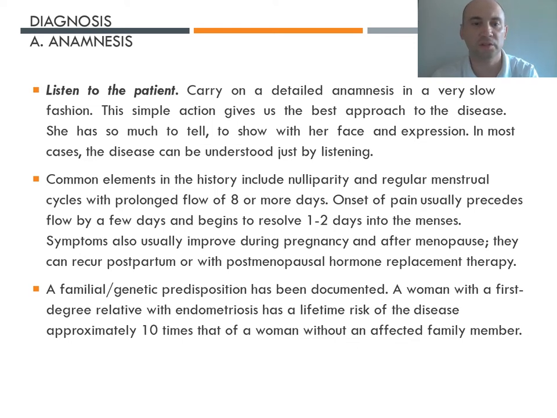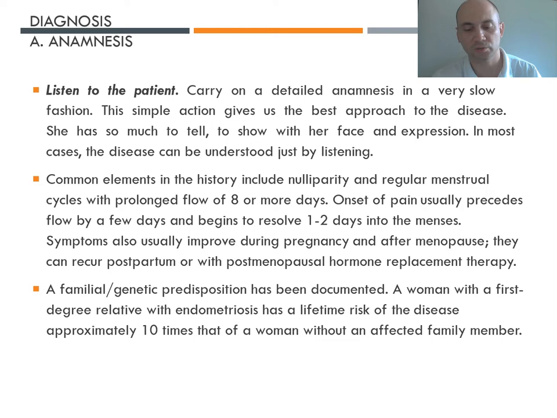Common elements in history include nulliparity and regular menstrual cycles with prolonged flow of 8 or more days. Onset of pain usually precedes flow by a few days and begins to resolve 1-2 days into the menses. Symptoms also usually improve during pregnancy and after menopause. They can recur postpartum or with postmenopausal hormone replacement therapy. A familial genetic predisposition has been documented.